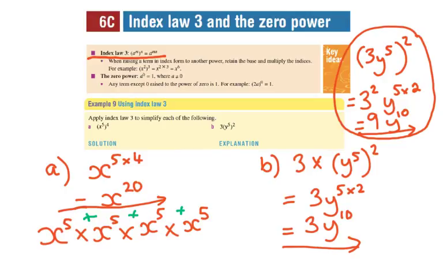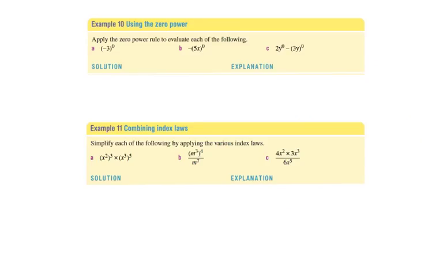Let's have a look at the next slide. We're having a look at our power of 0. The key thing is anything to the power of 0 will equal 1. Okay, so that's what you need to remember. But don't be fooled. There are ways in which we can kind of trick you into thinking the answer is 1, but it actually isn't. So we'll have a look at this.